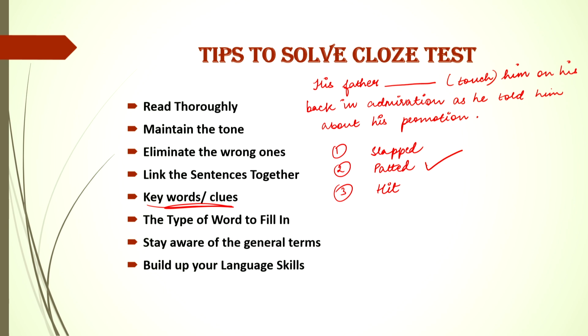Right? Now, moving on, next is the type of words to fill in. Look at the blanks carefully and assess the kind of words you have to fill in. Which part of speech would it be? Would it be a noun, a pronoun, a verb, a preposition, a conjunction, or an article? Fine. Now, next, stay aware of the general terms. A candidate must have good knowledge of the general terms used in different sectors. Newspapers are the best source to gain this knowledge.